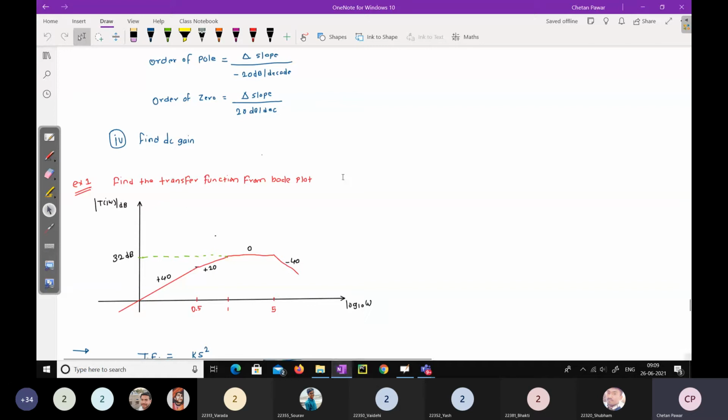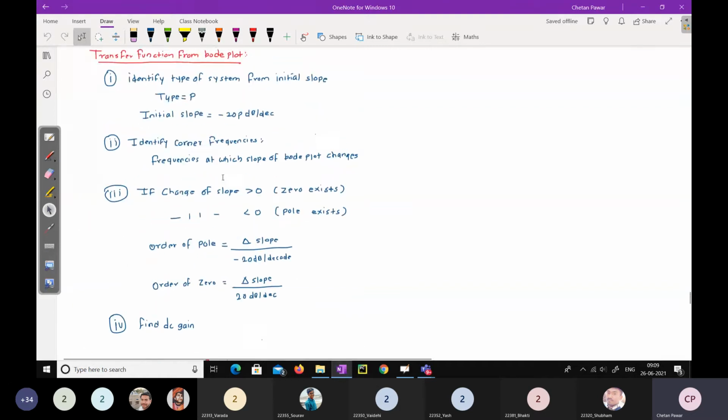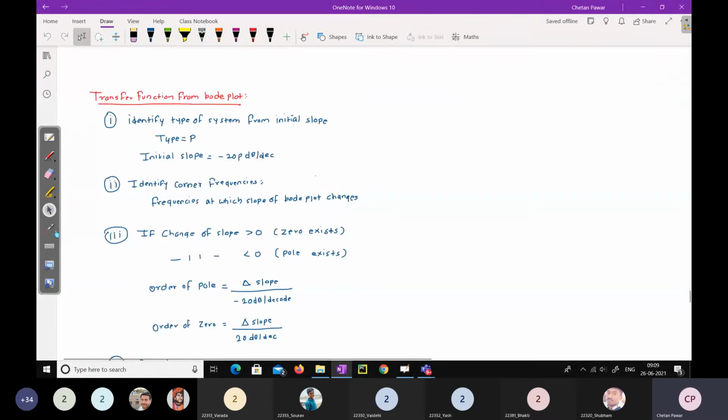Again, I will revise how to find out the transfer function from the Bode plot. The first step is we need to identify the type of the system from the initial slope. Here, not only the type we can identify, but we can also identify the number of zeros at origin. Similarly, the number of poles at origin.